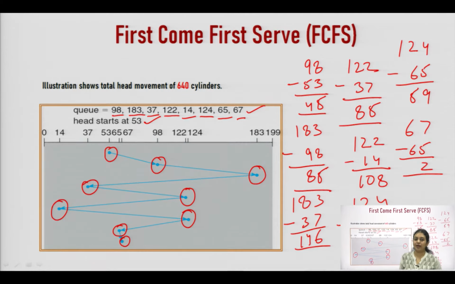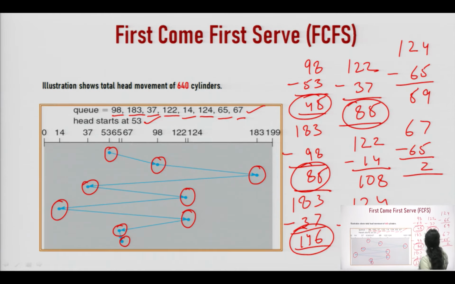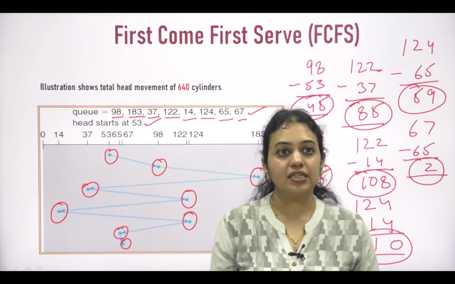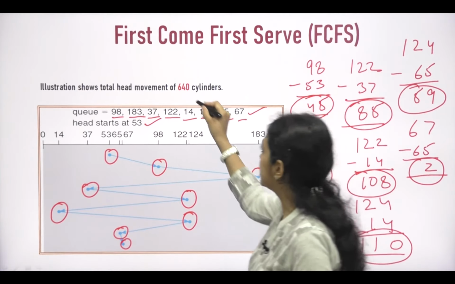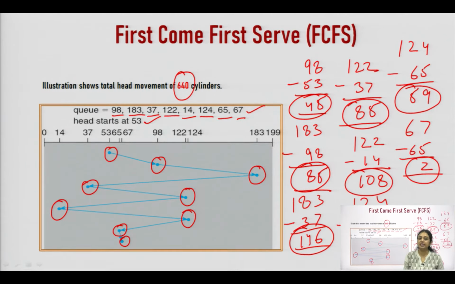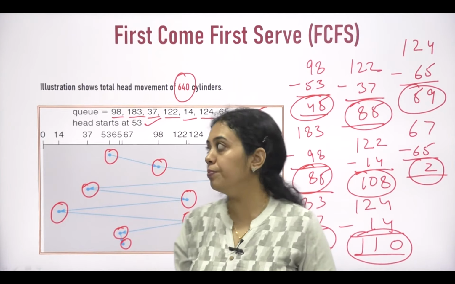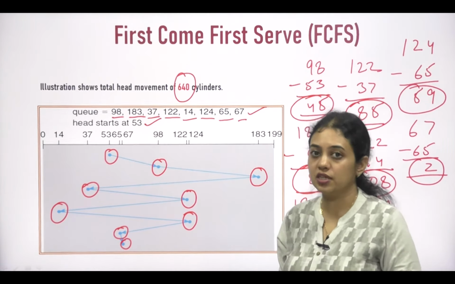Now, what do we need to calculate? The total head movement. Total head movement will be calculated by just adding all the head movements that we have calculated individually. That means adding the first movement, the second, third, fourth, fifth, sixth, seventh and eighth movement. If we add all these head movements, we get the total value, and in this case it comes to 640 cylinders. So, this is how we calculate the head movement in the first come first serve scheduling algorithm.